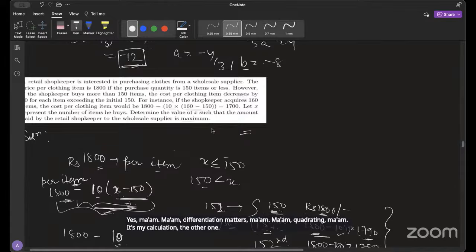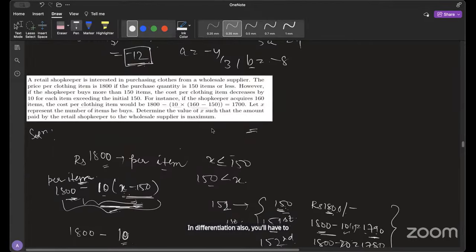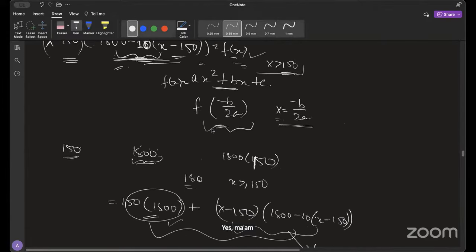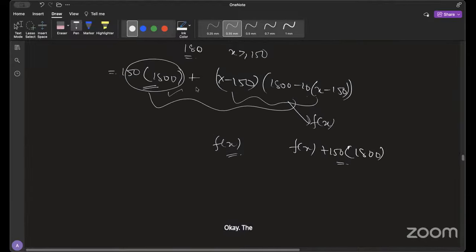In differentiation also, it's the same. Wait, are you done taking the screenshot? Yes, ma'am. Okay. The differentiation method and the one that we are doing here, it's the same thing. In fact, in the differentiation one, you'll have to do a lot of things. Here you don't have to do it. You just have to do minus b by 2a.